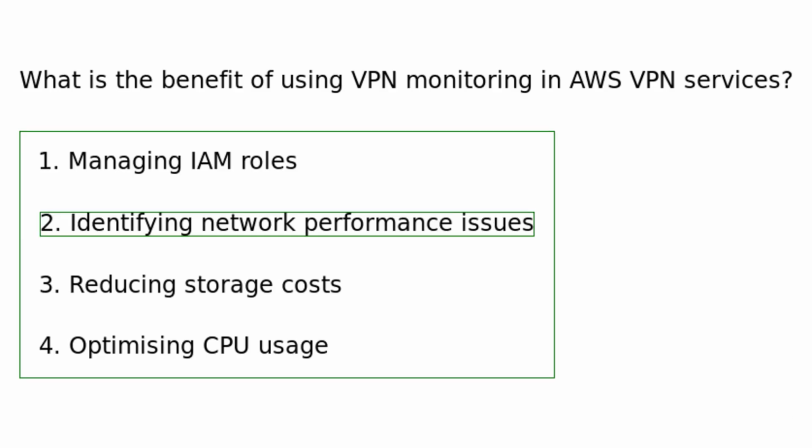VPN monitoring in AWS VPN services helps identify network performance issues, allowing for quick troubleshooting and ensuring a stable and secure network connection between on-premises networks and AWS resources.